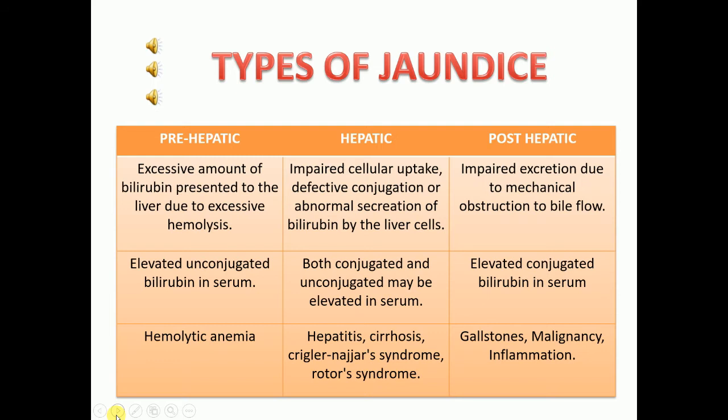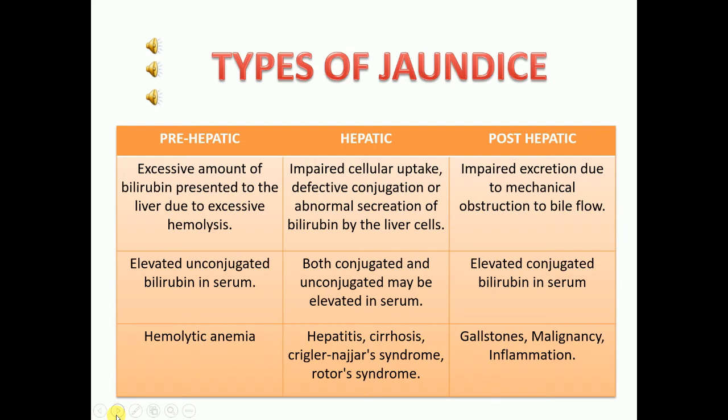Hepatic jaundice mainly occurs due to impaired cellular uptake, conjugation or abnormal secretion of bilirubin by the liver cells. In this, both conjugated and unconjugated bilirubin are elevated. The conditions in which hepatic jaundice occurs are hepatitis, cirrhosis, Crigler-Najjar syndrome, and Rotor's syndrome.